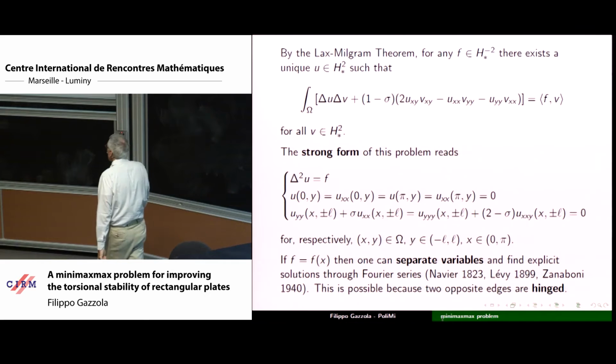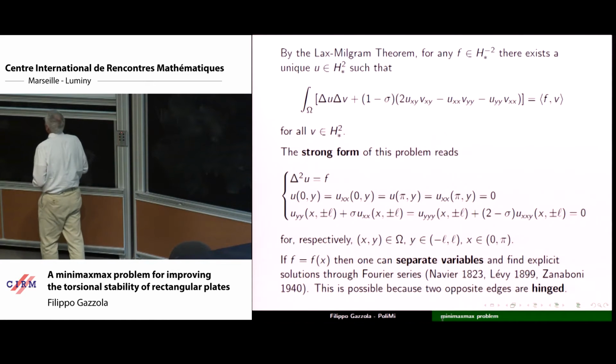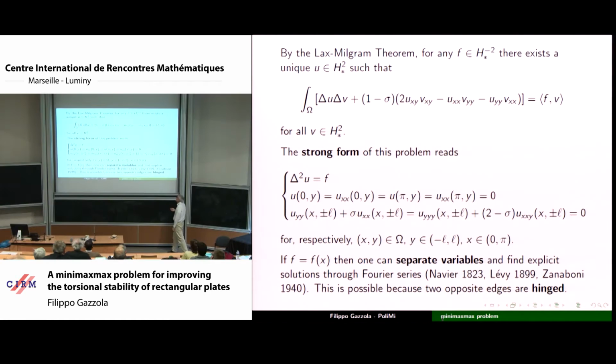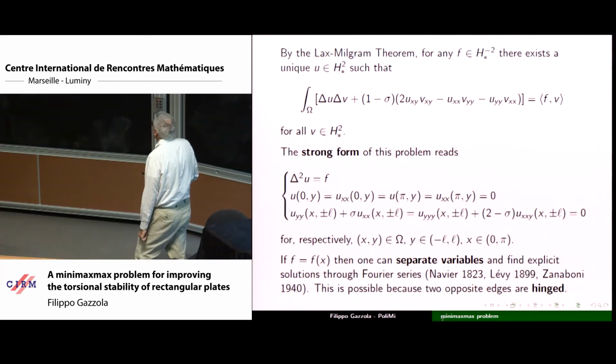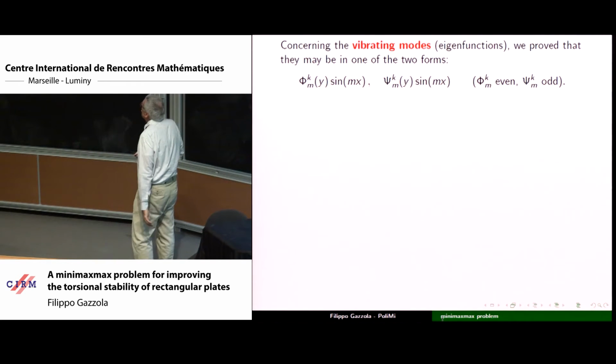This was already in the original paper by Navier in 1823, Société Philomatique de France. And then it was taken up again by Lévy and Zanaboni in 1940. But these boundary conditions, the free ones, well, this is just an exercise, but they were never tackled before with these Fourier series methods. Okay, this is just some calculus.